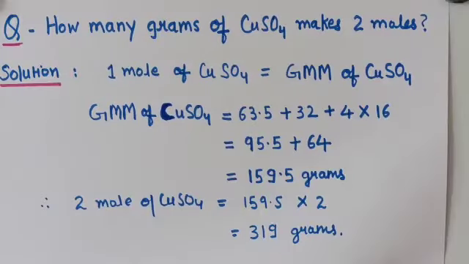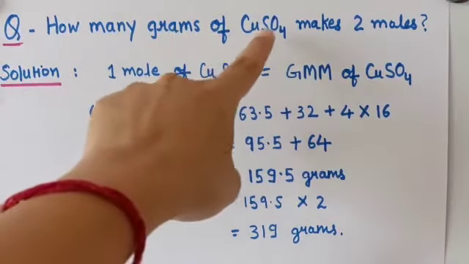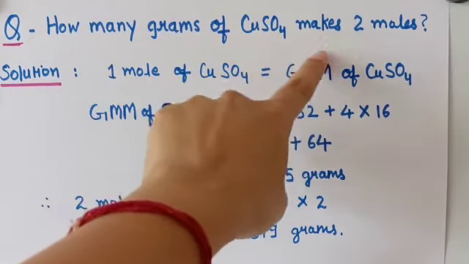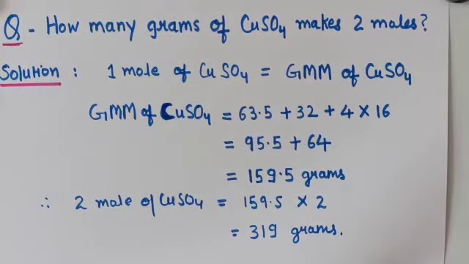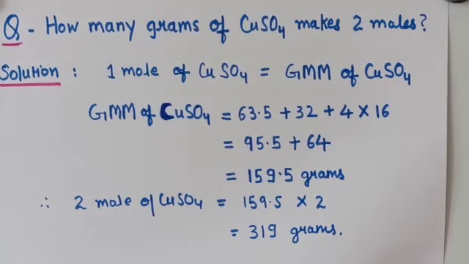Before proceeding, let me remind you, I gave you a question in my previous video. Do you remember? I hope you have solved the question. If not, let's solve it. See, the question is on my board. It's how many grams of copper sulfate makes 2 moles? For the solution, we have to know how many grams of molecular mass of copper sulfate will be there in 1 mole of copper sulfate.